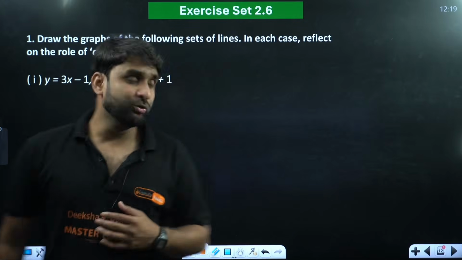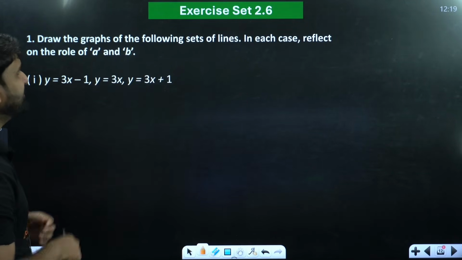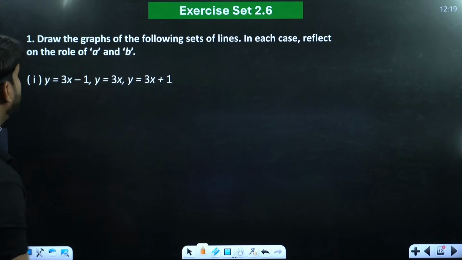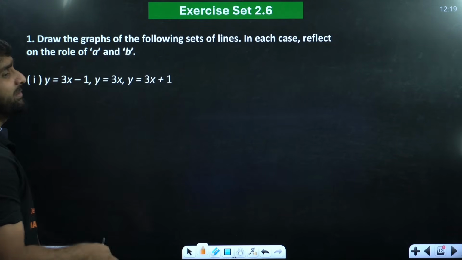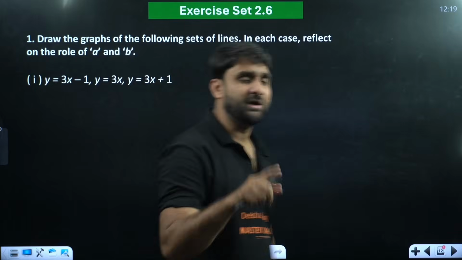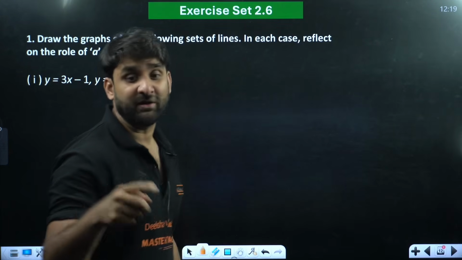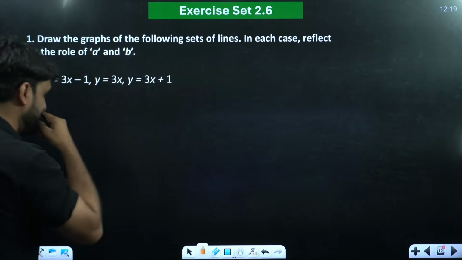Look at the question. Let's do this question here. Draw the graph of the following sets of lines. In each case, reflect on the role of a and b. What will be the role of a and b? So let's draw the graph. And do you know, to draw the graph of any linear equation, we require solutions for that. So let's find out the solution first.